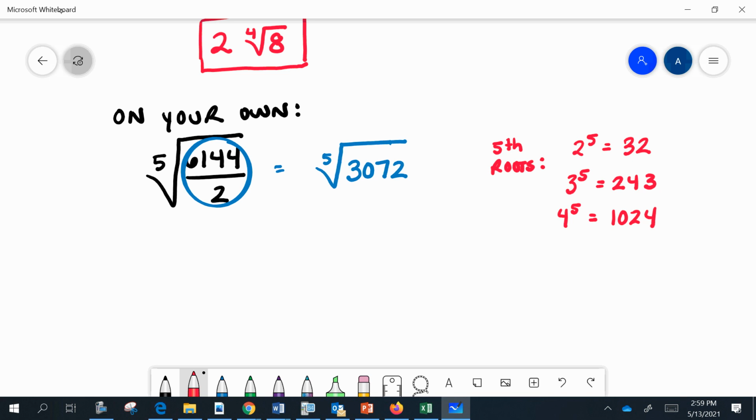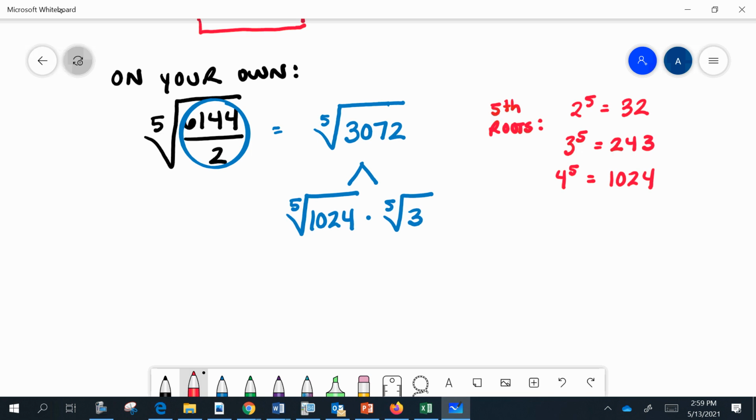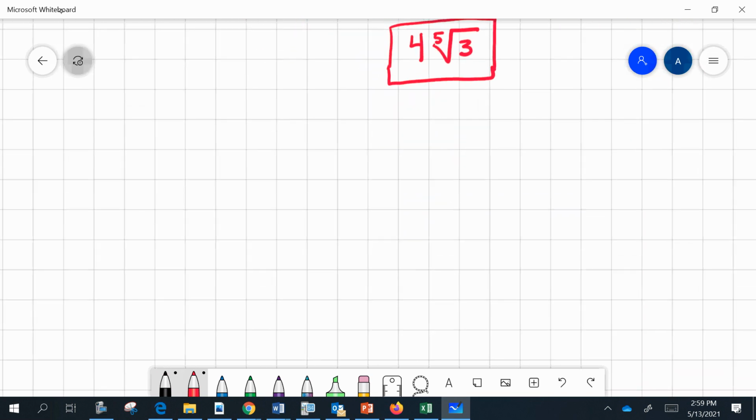What I'm finding here is that 1,024 is divisible. So when we split this, it's the fifth root of 1,024 times 3. When we look at this, what is the fifth root of 1,024? It's going to equal whole number 4 with a fifth root of 3 left over. There's really nothing that I can throw at you that's going to be much harder than that. That's the idea of how you simplify roots with different index numbers.